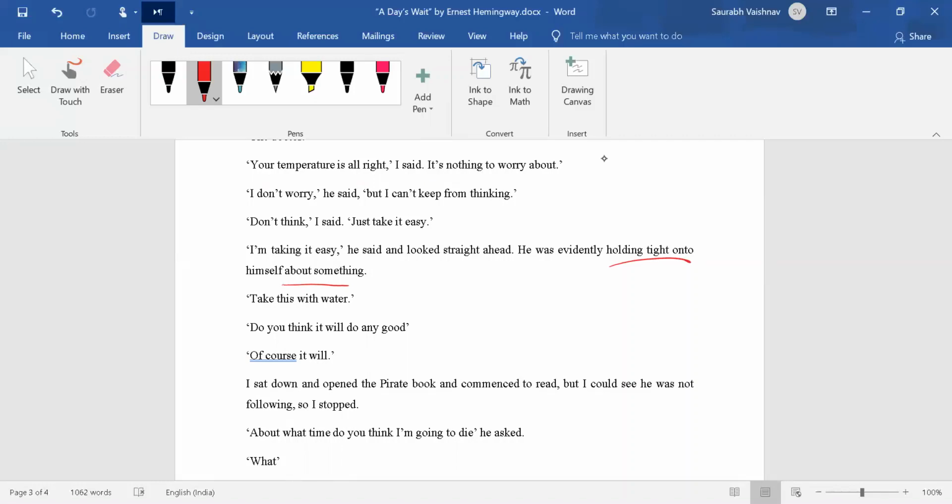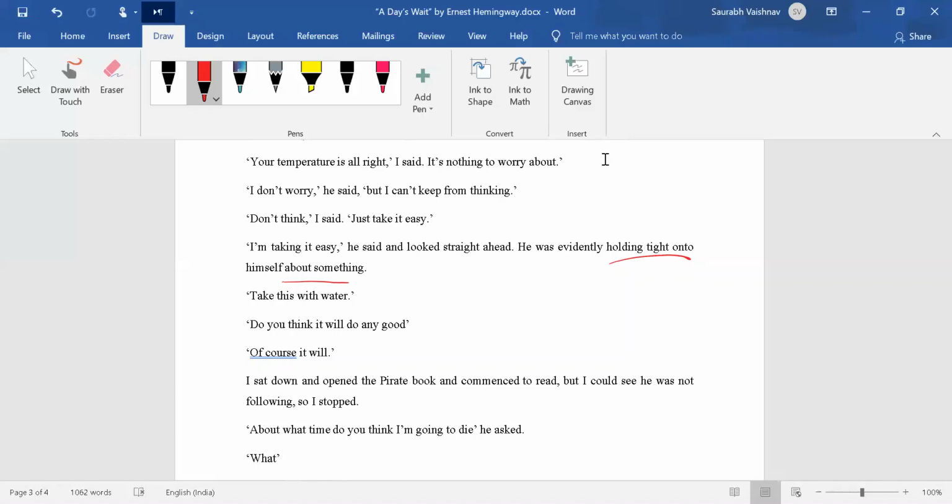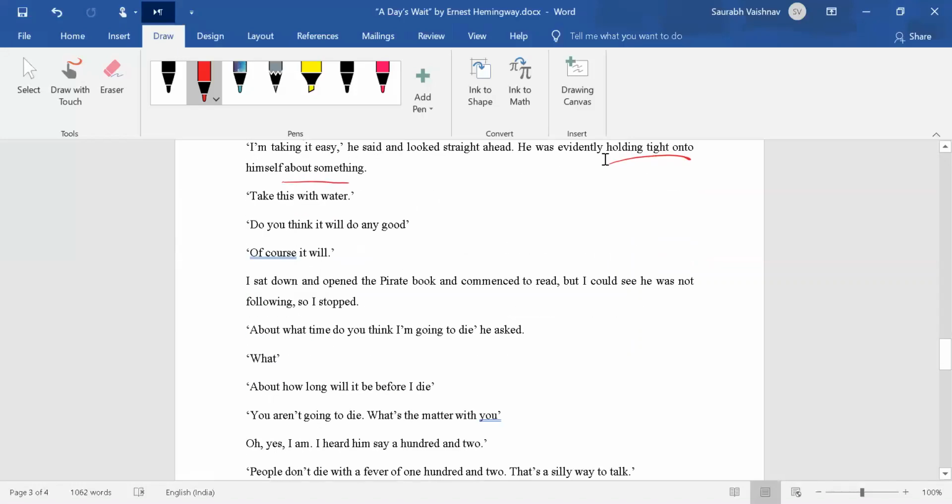Take this with water. So the father is offering one of the capsules to Shards, and he said, drink some water and take this medicine. Do you think it will do any good? Shards is asking, father, will it make my condition better? Of course it will, father says.